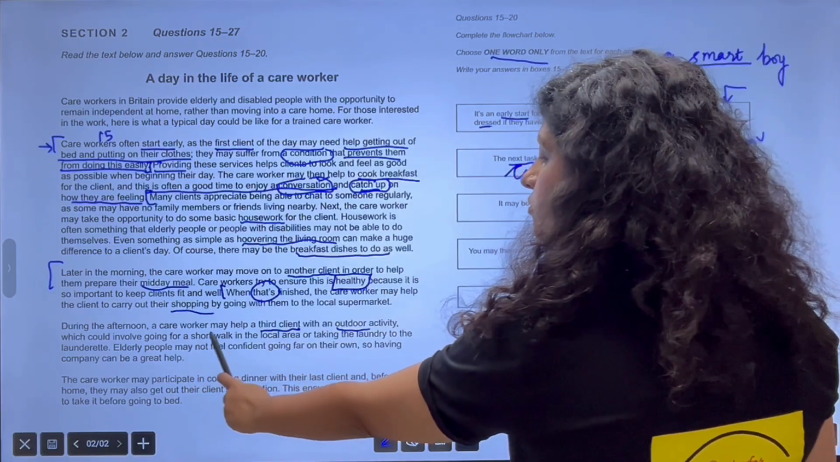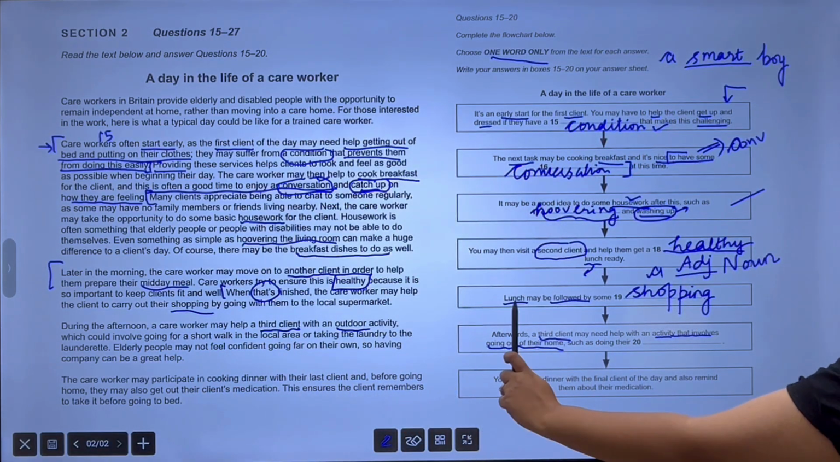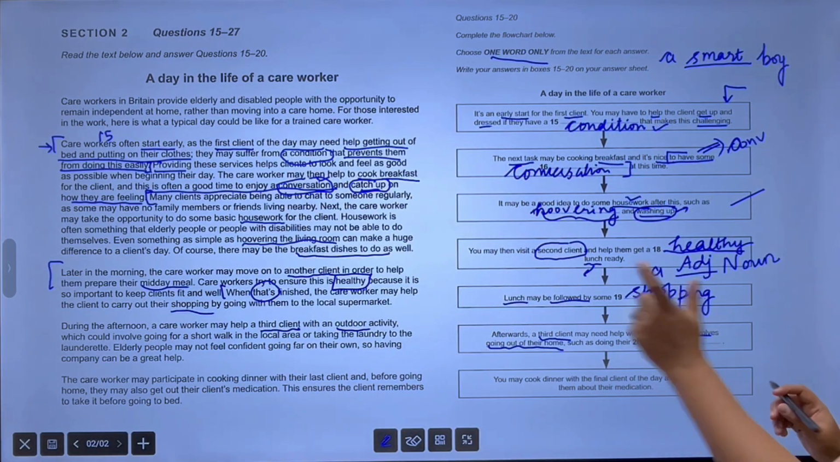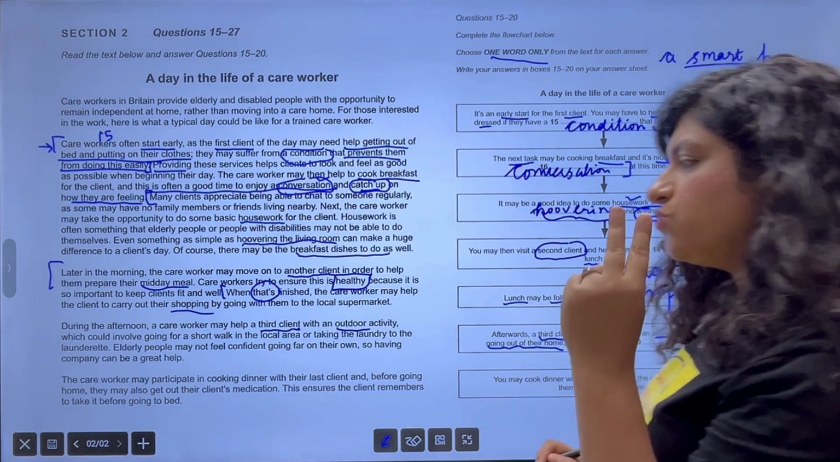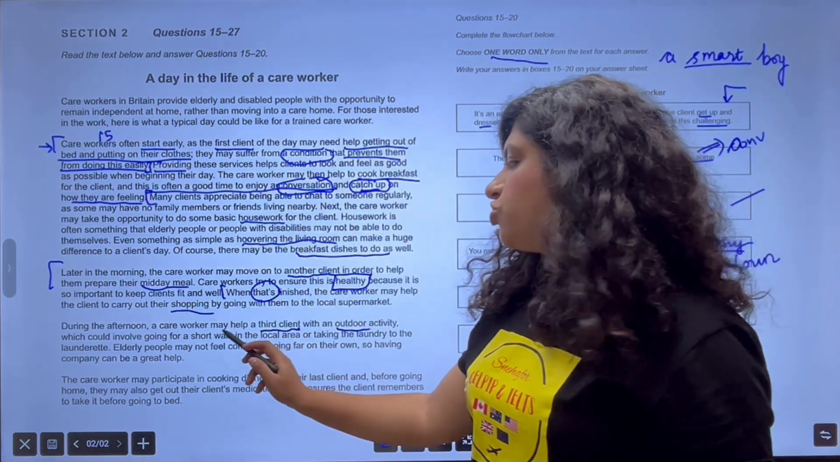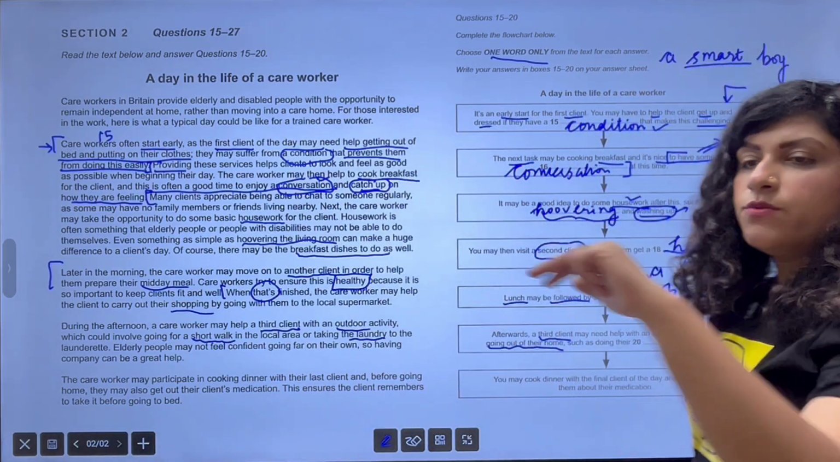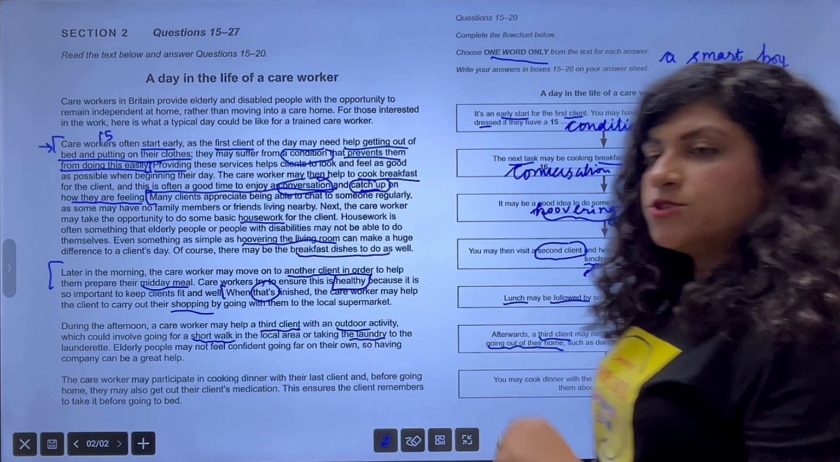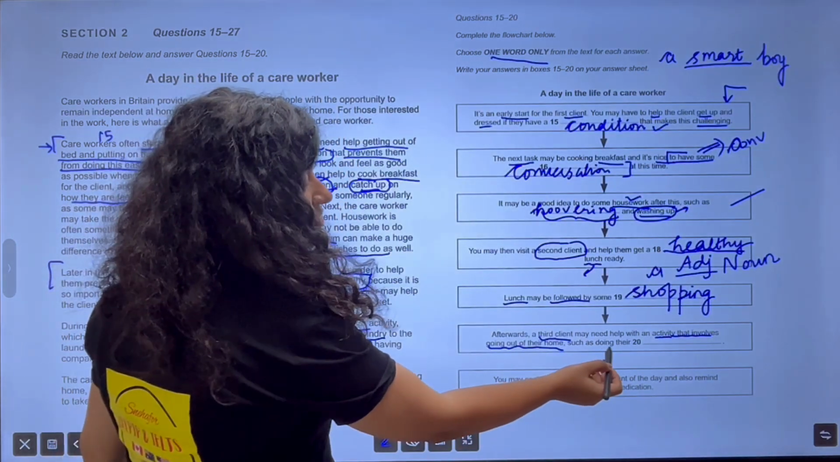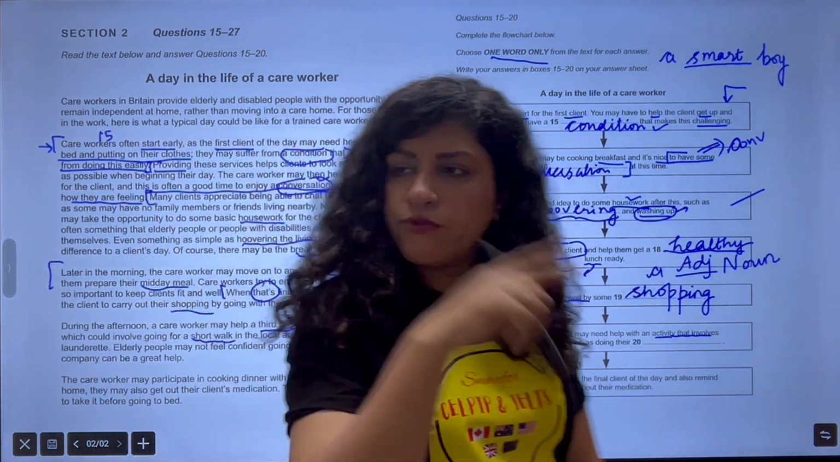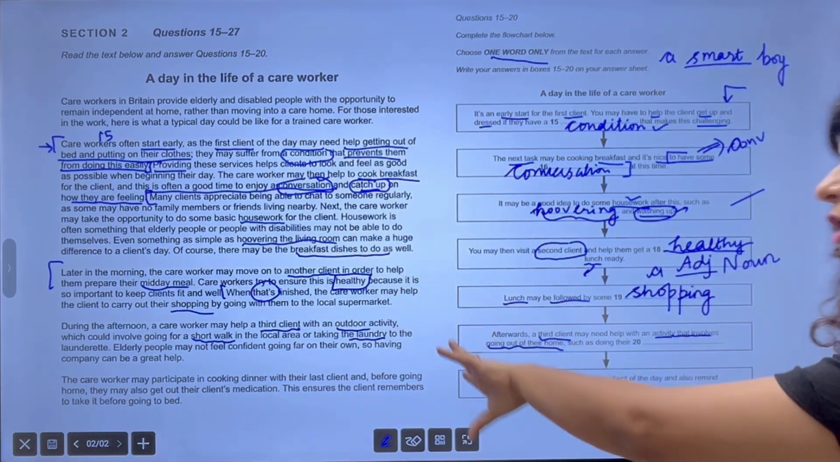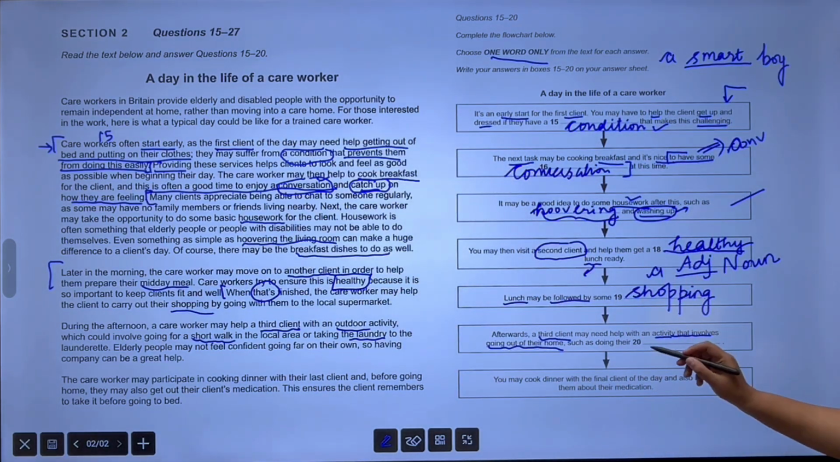Which could involve going for a short walk in the local area or taking the laundry to the laundrette. So after that, they have mentioned two activities. Number one is a short walk and number two is laundry. So now we have to see what fits over here. When we read this part, such as doing their, what do you think fits with this part? Doing their walk or doing their laundry? Doing their laundry fits, right? So again, you have to think a bit logically. So this will be the answer.